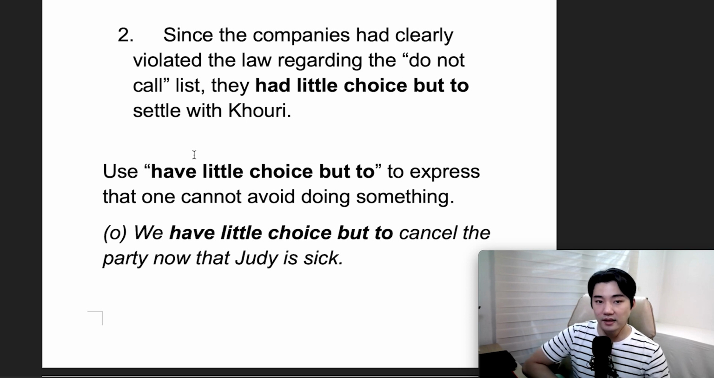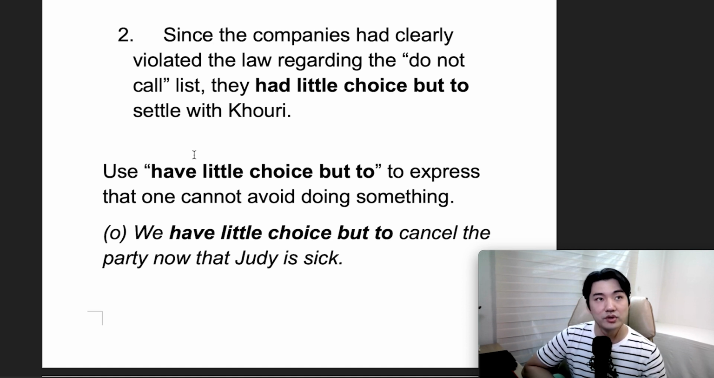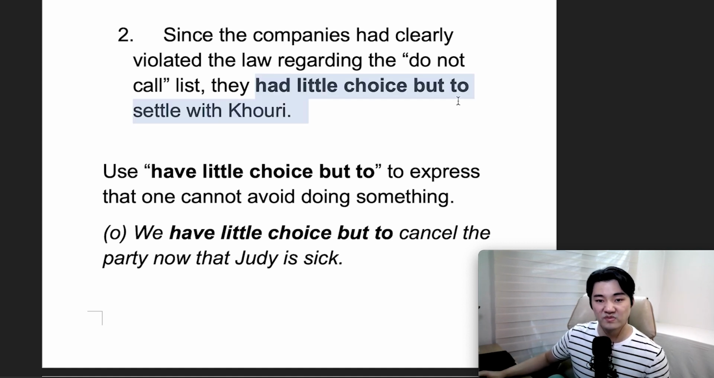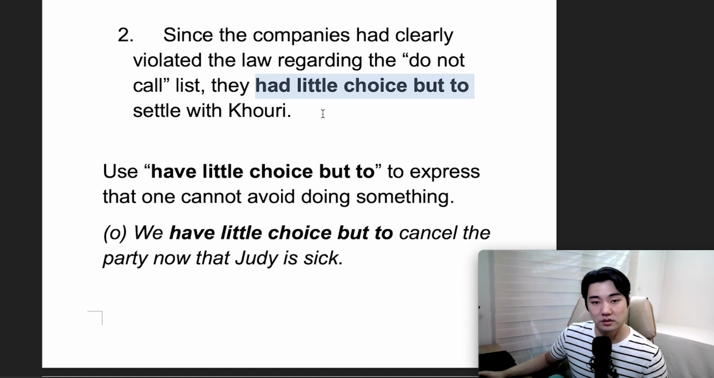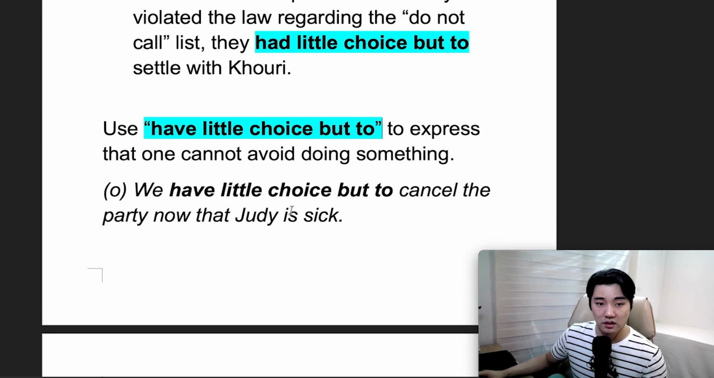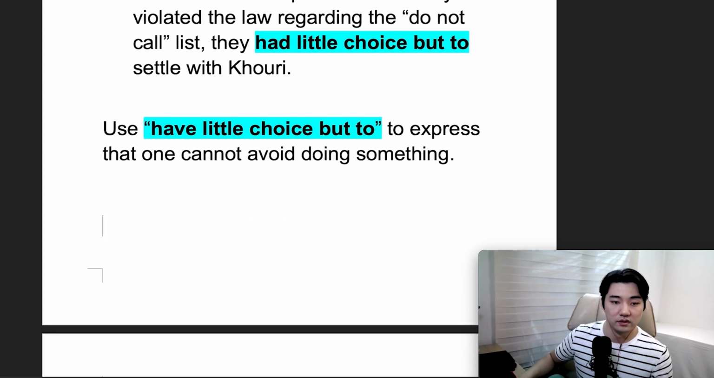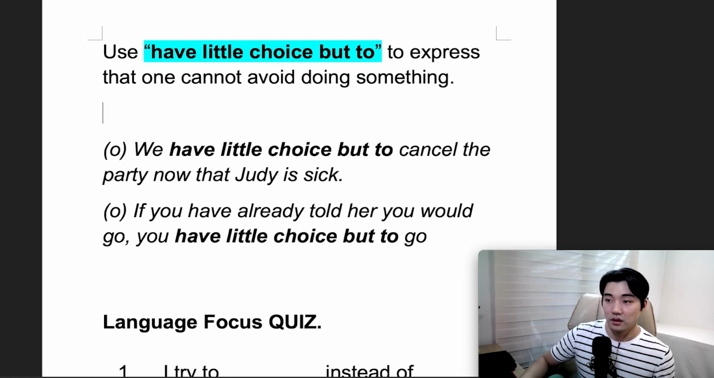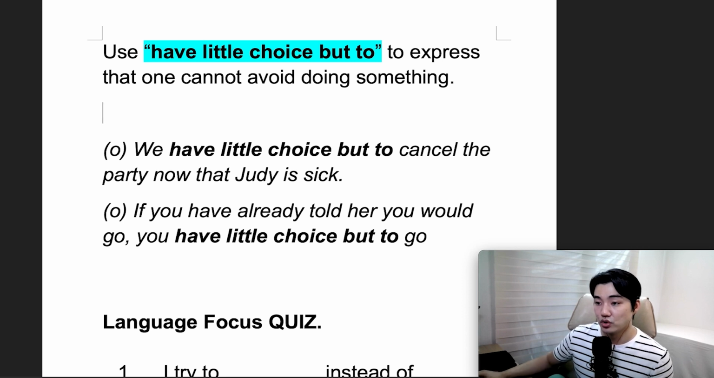Since the companies had clearly violated the law regarding the do not call list, they had little or no choice but to settle with Curie. So, as you can see, have little choice but to express that one cannot avoid doing something. So, let's have a look. Let's move it down here. Okay, little but no choice.